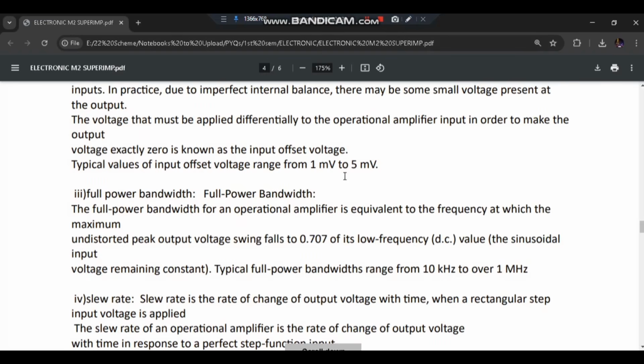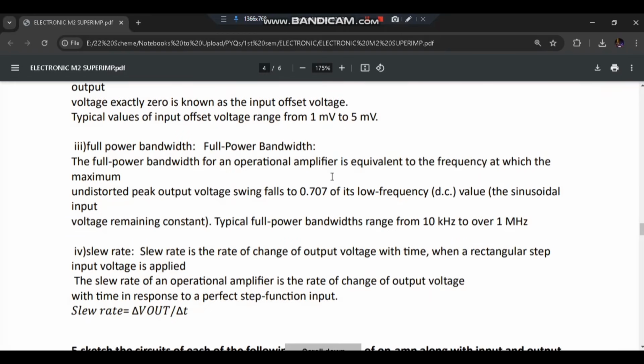Next is full power bandwidth. Full power bandwidth is the maximum undistorted peak voltage that falls to 0.07. How much power we apply so that the voltage falls to 0.07 of the low frequency is called the full power bandwidth. It ranges from 10 kilohertz to 1 megahertz.